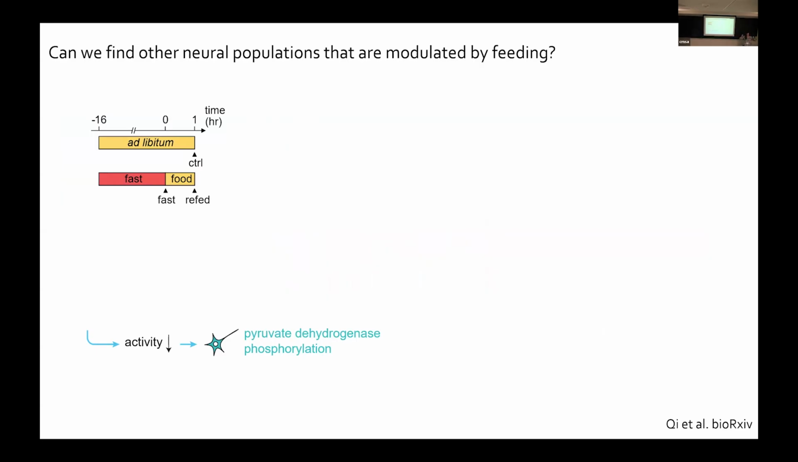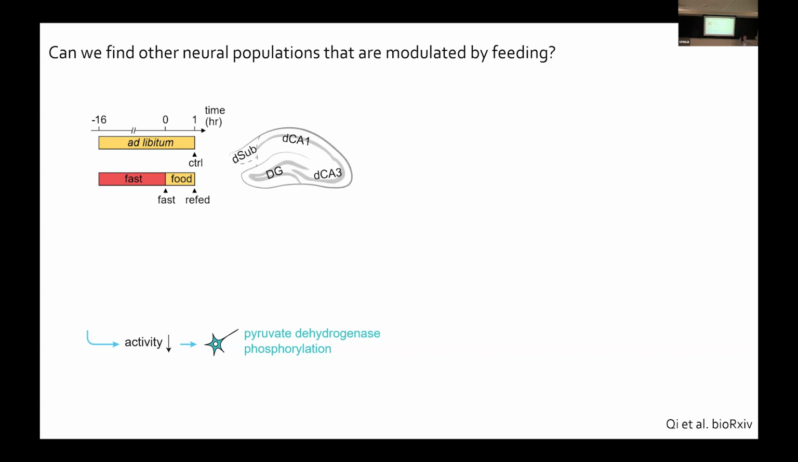We compare that animal to a control mouse that's just given ad lib access to food. And we look at 3 different time points. We look at the mouse that had access to food, the control, a mouse at the end of fasting, and a mouse after this refeeding period. So fasting and then given access to food.